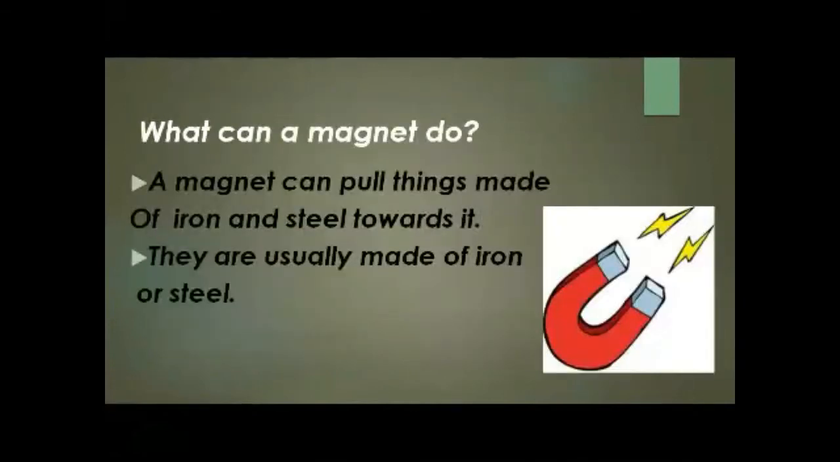Now students, the next topic is what can a magnet do? You can see a picture on your screen. What can a magnet do? A magnet can pull things made of iron and steel toward it, because they are usually made of iron or steel.